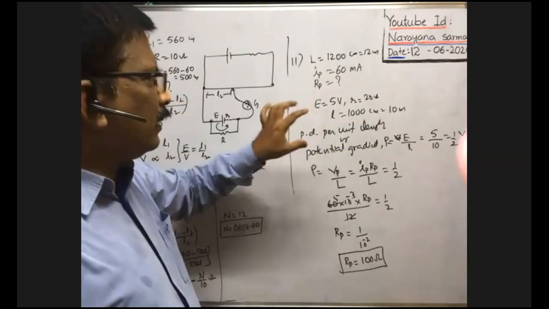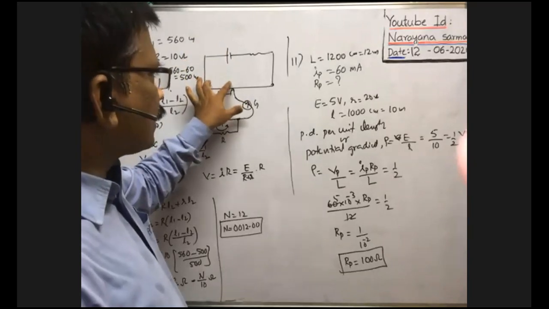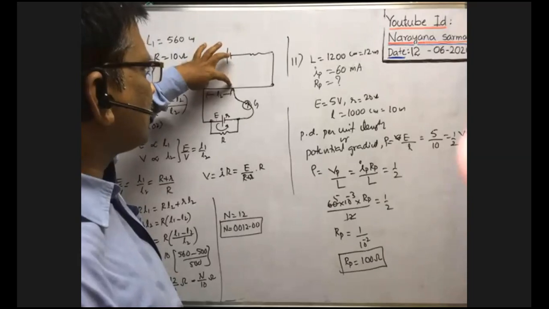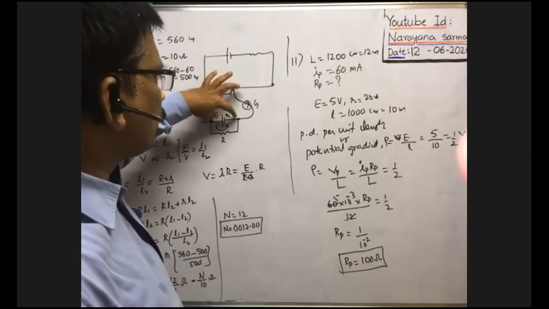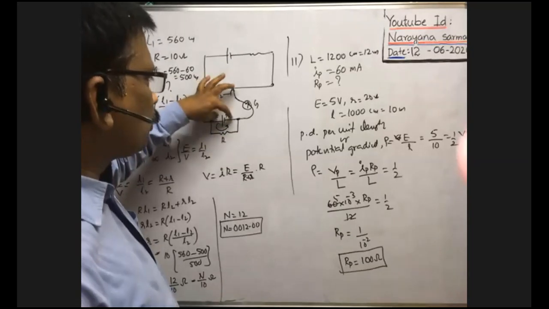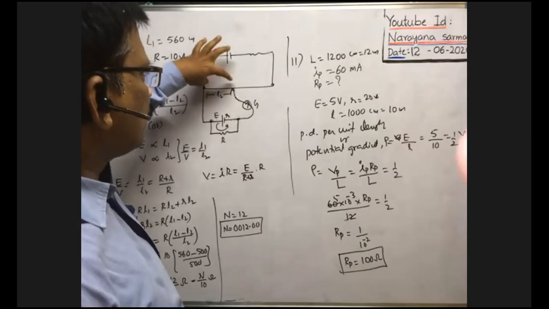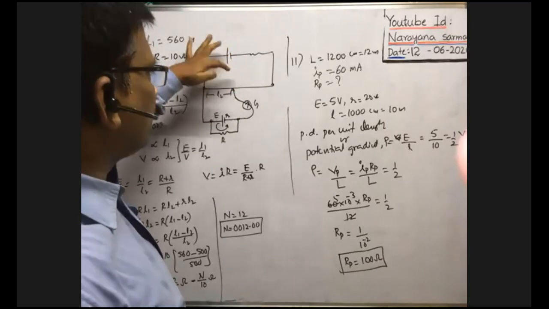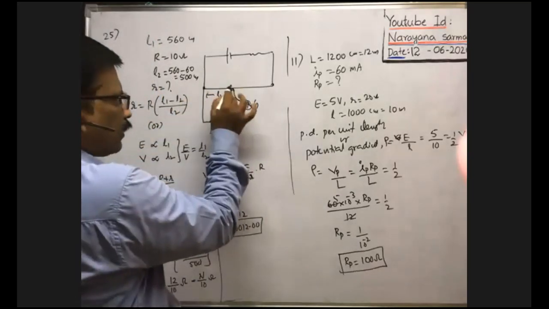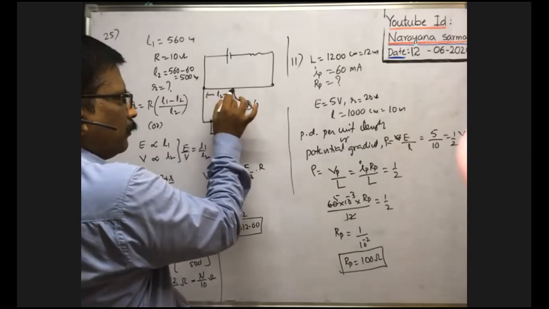Now, whenever the balance length is obtained, at that time the potential drop across the balance length is equal to the potential difference between the two terminals of the cell. As no external resistance is connected here, the potential difference between the two terminals of the cell is equal to the EMF of the cell only. So for this EMF, the potential difference across this balance length, both are the same. That balance length is L. So for this potential difference E, the balance length is L.